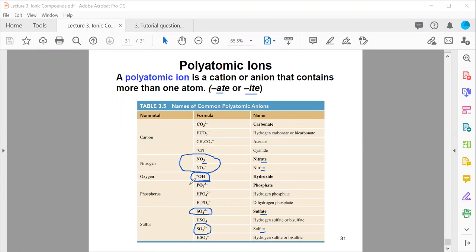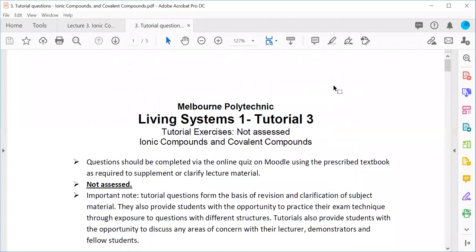Phosphate, very important. We'll talk a lot about phosphate also. All right, so that completes our, oh, that was a very quick lecture. Very quick. Okay. It's always faster online for some reason.